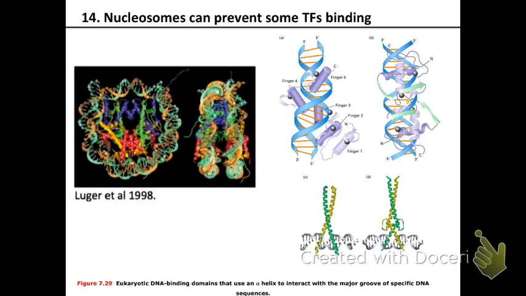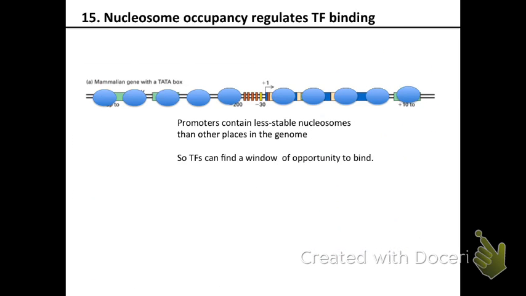If they're inhibitory, then how do transcription factors find where they want to go? How do they actually get access to DNA? One of the things that we observe in eukaryotic genomes is that promoters usually contain less stable nucleosomes. If you look at the nucleosome positioning across your genome, you would find lots of nucleosomes covering lots of DNA sequences, but you will find that the DNA sequences at the promoters are typically more open.